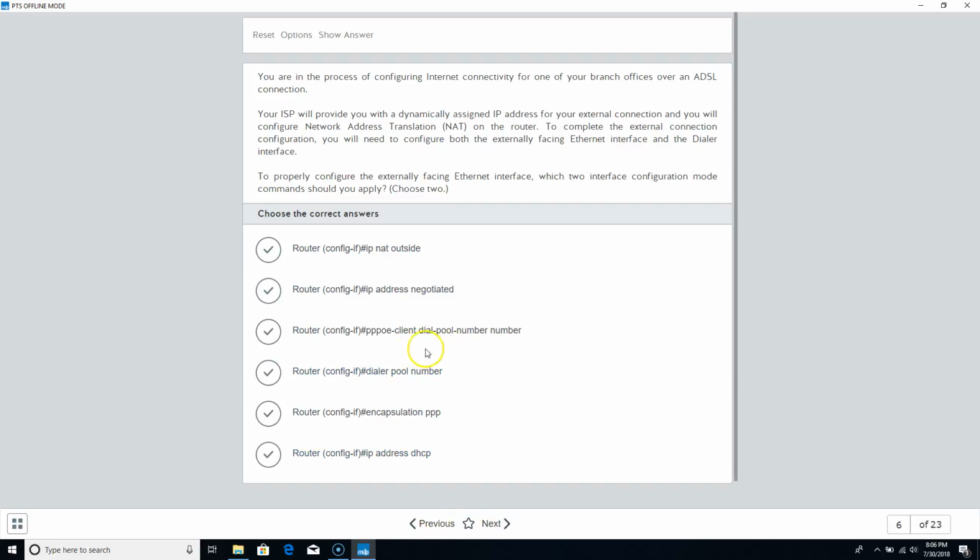Okay, that one you need to put this one. PPP over Ethernet client, dial pool number, and also ip nat outside.